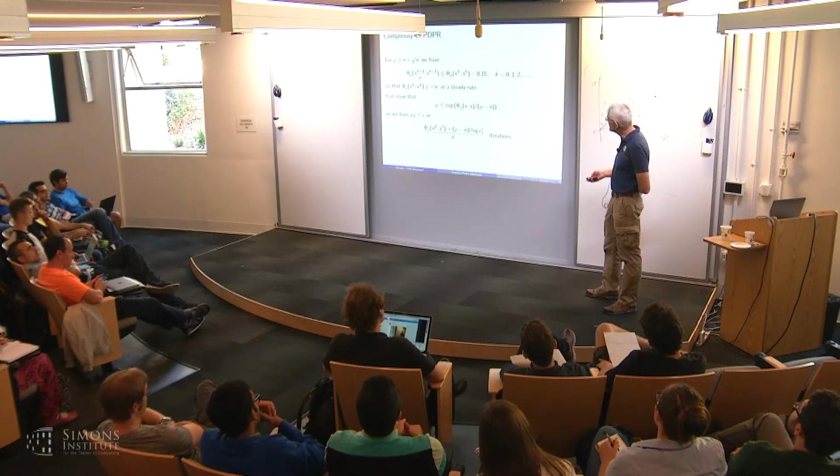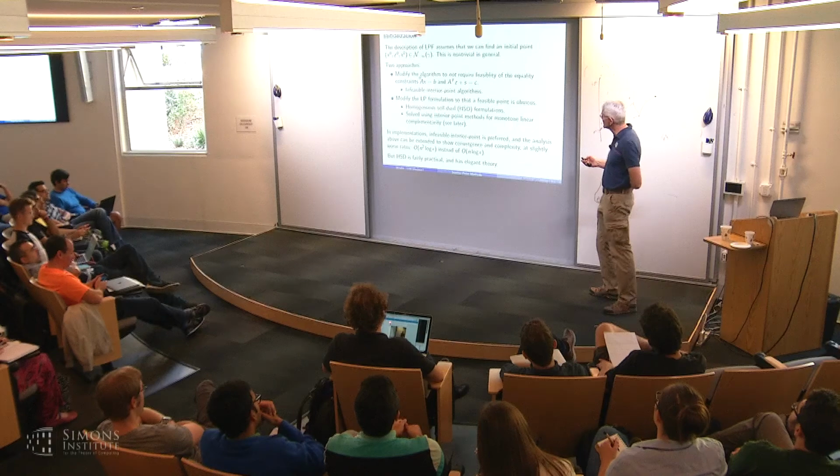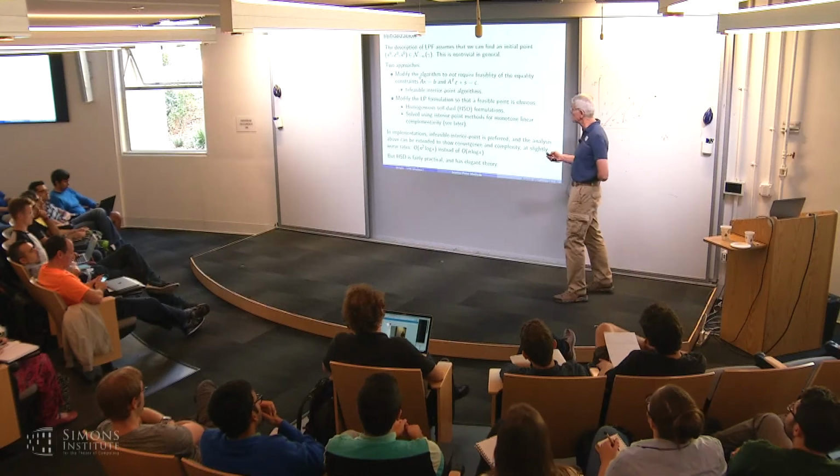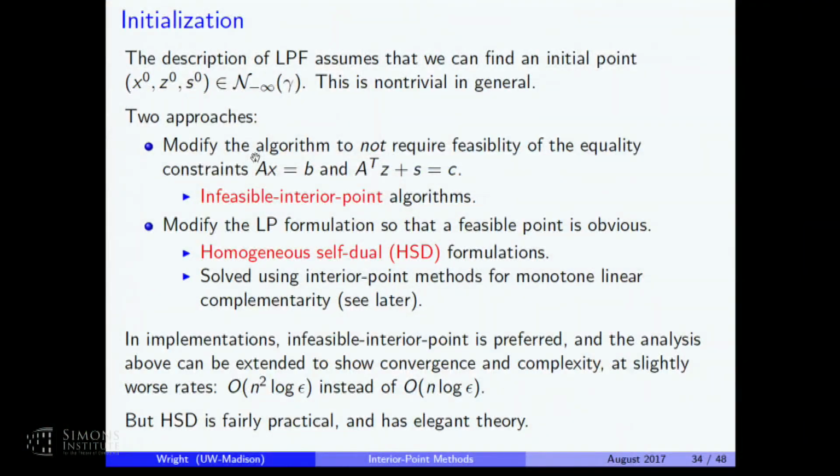Alrighty. So okay, the question of initialization. It is non-trivial in general to find an initial point that's within this neighborhood and doesn't have an enormous value of mu naught. So there are two things you can do to fix this up. One is you can modify the algorithm so that it doesn't require an initial point. In other words, it doesn't require you to satisfy these two conditions up front.